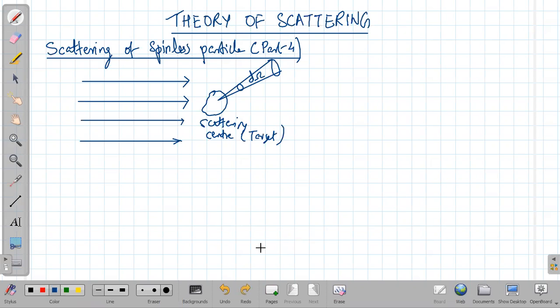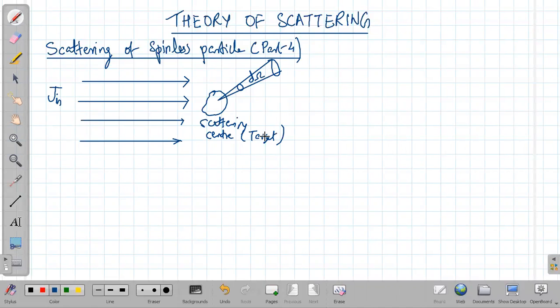So this is a schematic representation of scattering study. So we'll have some incident particle which is described by symbol J_in, which is called the incident flux. Incident flux means the number of particles crossing unit area in unit time. And we have a scattering center, and what we are interested in is how many particles will be scattered through some solid angle d omega.